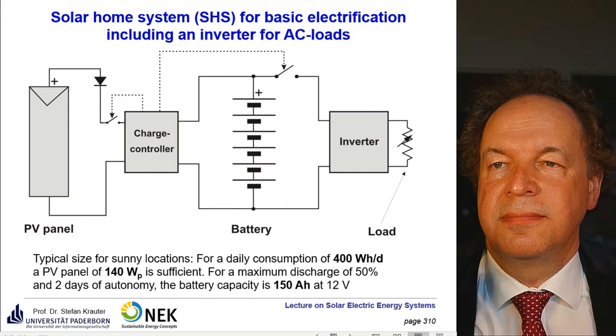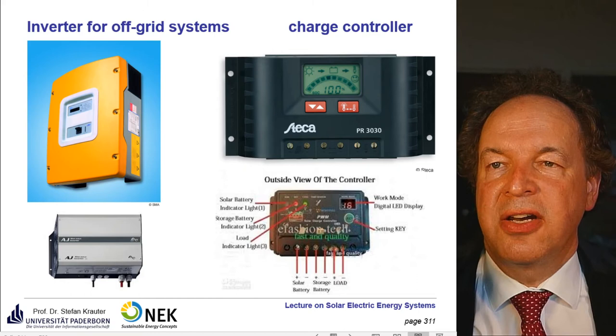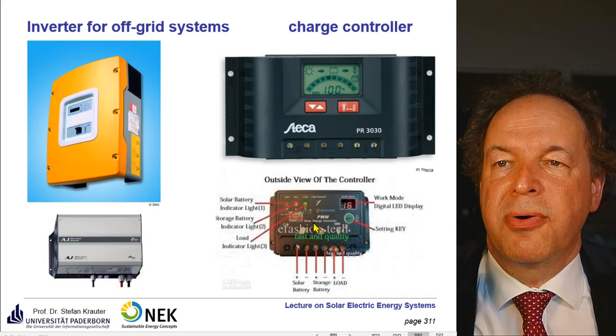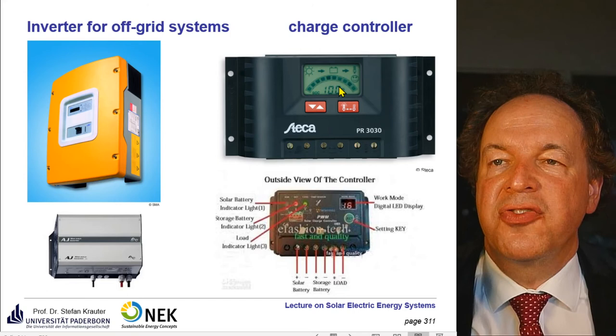Here you see some examples on the right side of typical charge controllers. They are quite simple, one with only a light diode symbolizing the operation. Some have a display, some also show whether there is charging or discharging, and the state of charge of the battery.